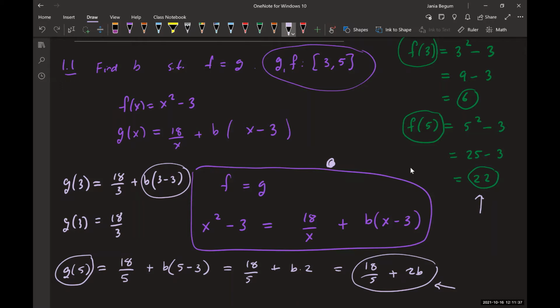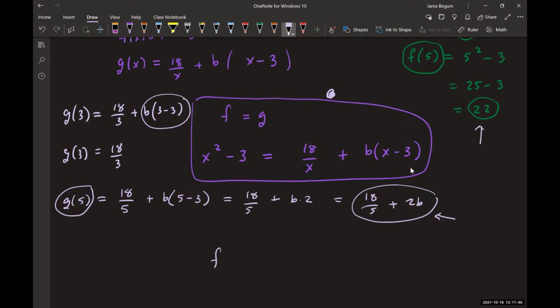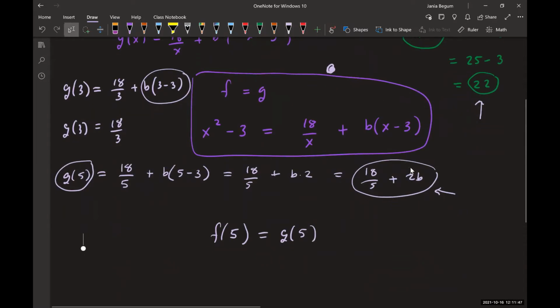When are these functions equal to each other? We set up f of 5 equal to g of 5. F of 5, we found to be 22, and g of 5, we found to be 18 over 5 plus 2b. This will allow you to find the value of b, so that these function values are equal to each other on this specific domain. Does that make sense?